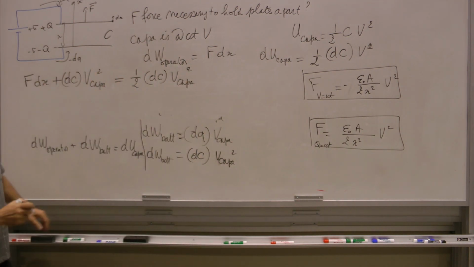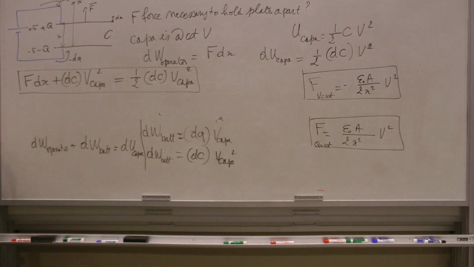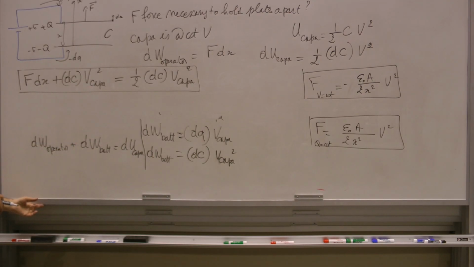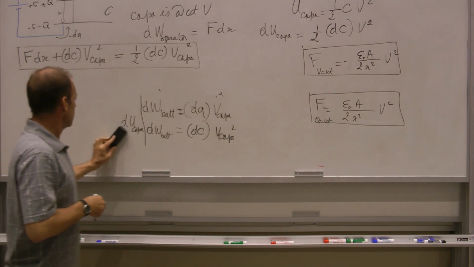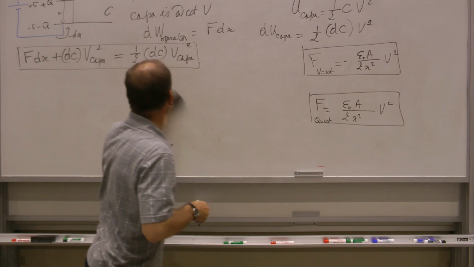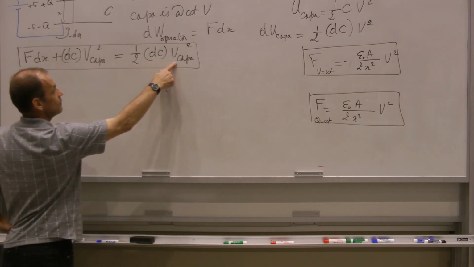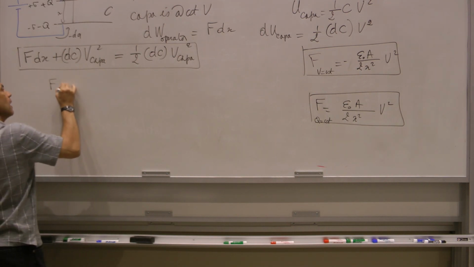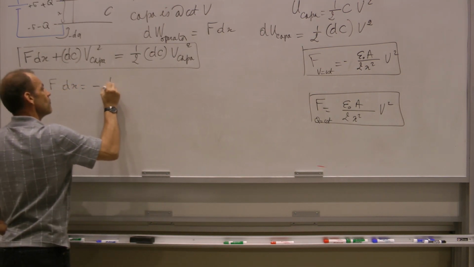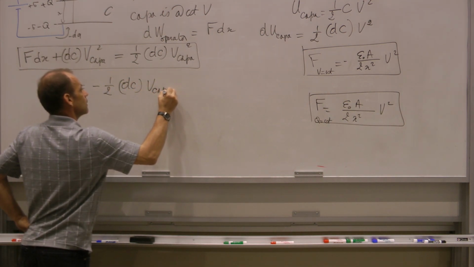Here's that new equation, which is now the equation of conservation of energy, looking at the new term corresponding to the energy that the battery develops and feeds into the capacitor. All right, so now we have it. What do we notice? You have 1/2 of dC V squared minus dC V squared. So F dx becomes negative 1/2 of dC V kappa squared.